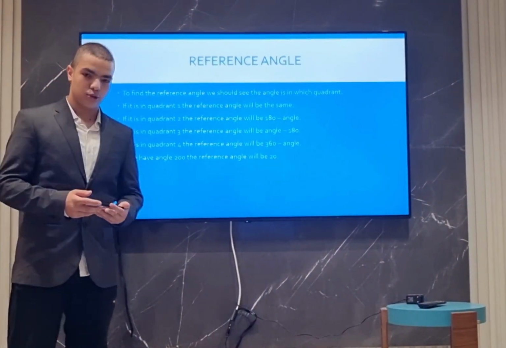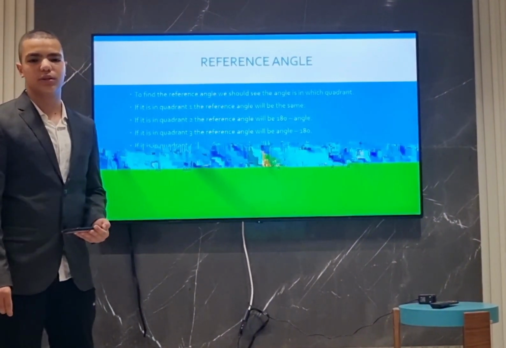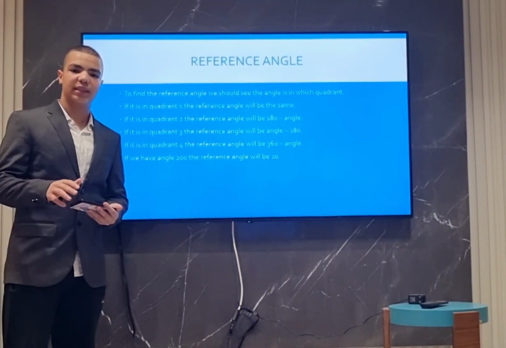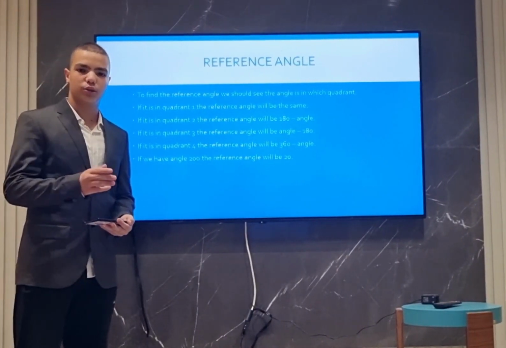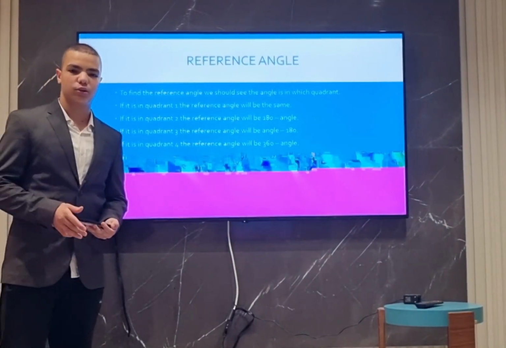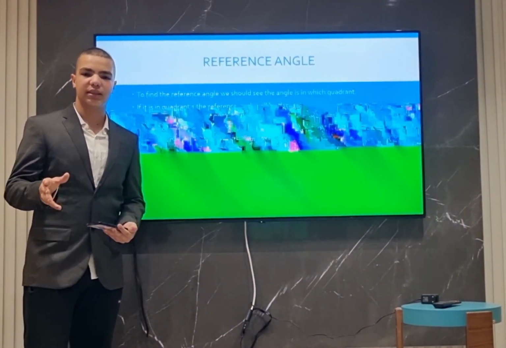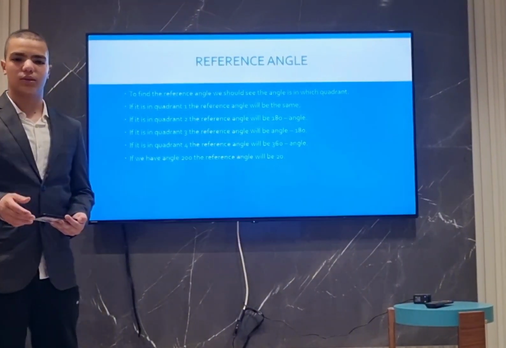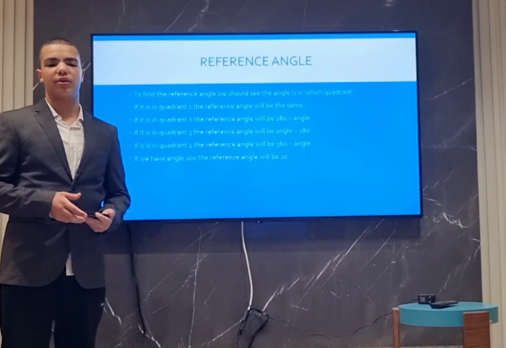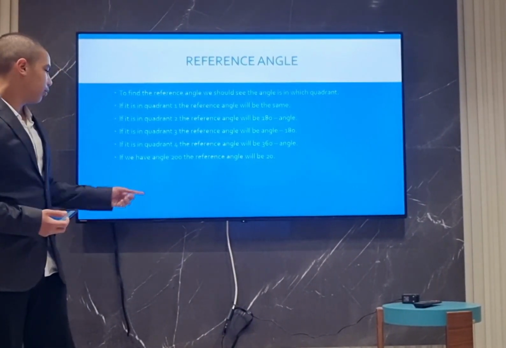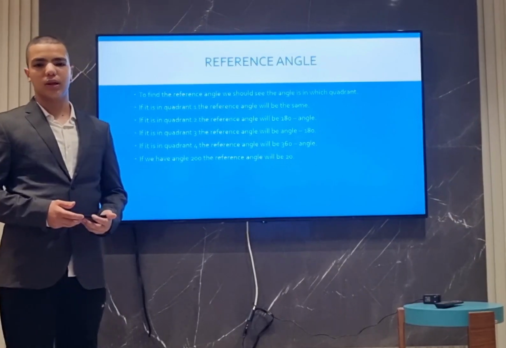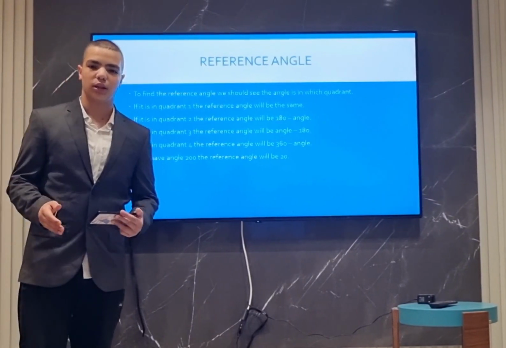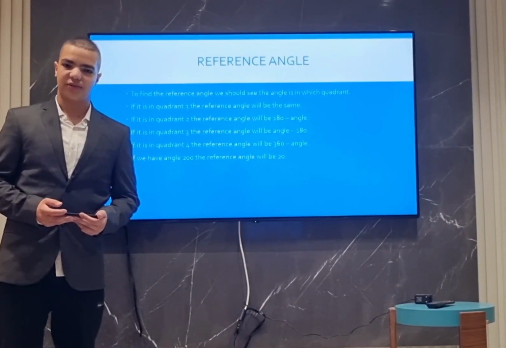Reference angle. To find the reference angle, there are rules that we should memorize. If the angle is in quadrant 1, the reference angle is the same as the angle. If the angle is in quadrant 2, the reference angle is 180 minus the angle you are given. If it is in quadrant 3, you do the angle minus 180. If it is in quadrant 4, you do 360 minus the angle. So here we have angle 200. Angle 200 is in quadrant 3, so we do the angle minus 180. 200 minus 180 is 20, so 20 is the reference angle.